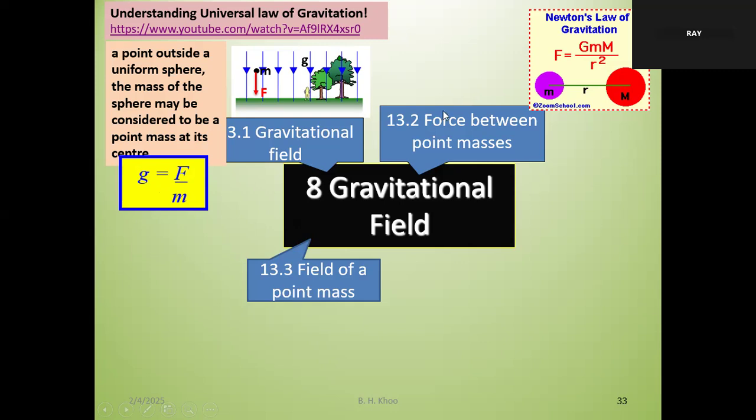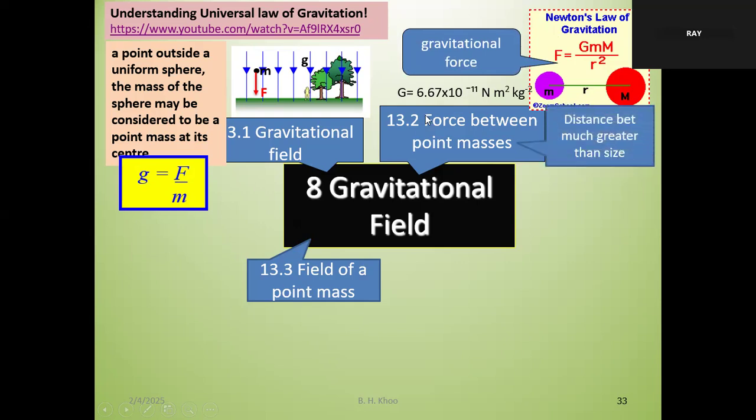Then we came to forces between point masses, Newton's universal law. F equals G m1 m2 over r squared. That is given in your data sheet. The constant G. So F is the gravitational force. And how do we know it's called a point mass? Remember the distance between the two masses is greater than the size, usually we call it size rather than diameter because it doesn't have to be a sphere.